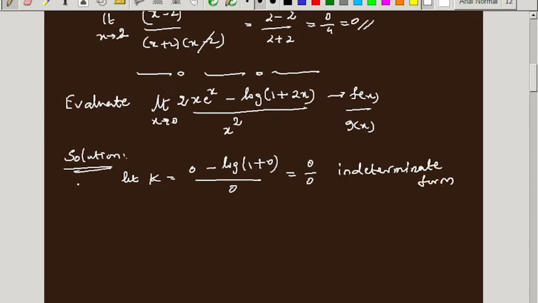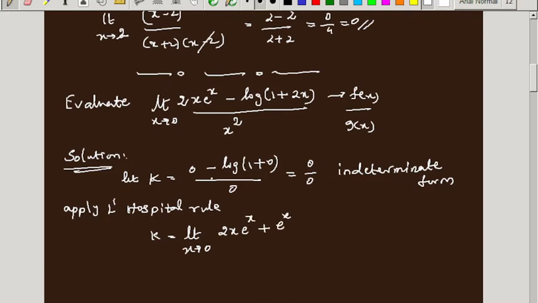So if it is an indeterminate form, what we must do? Apply L'Hospital rule. So L'Hospital rule is nothing but applying the differentiation to the numerator and the denominator separately. Limit x tends to 0. So in the numerator, x into e power x is there. We must apply the product rule. So 2x into e power x is e power x plus e power x into 2x is 2, minus log differentiation is 1 divided by 1 plus 2x.